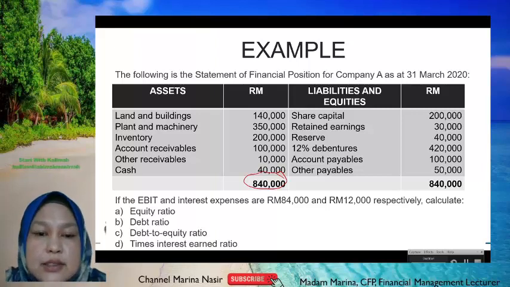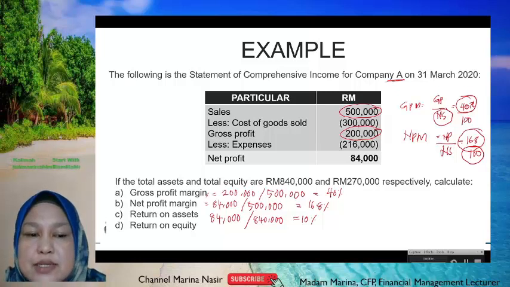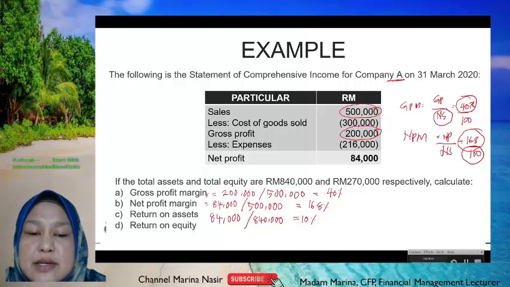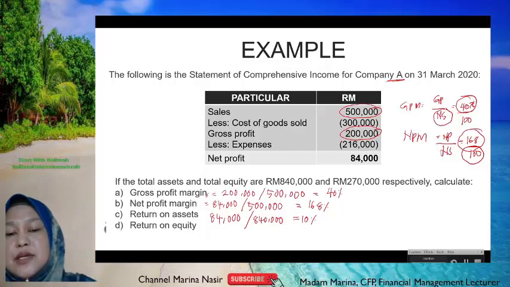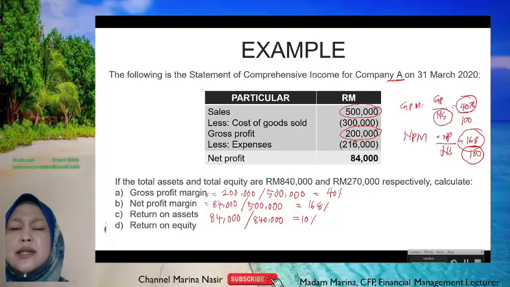84,000 divided by total asset 840,000. So the answer is 10%. How to measure? Same goes to net profit margin and gross profit margin. How to interpret? For every 100 ringgit company A total asset, they can generate 10 ringgit net profit. Okay, setiap 100 ringgit dia punya total asset, dia boleh generate 10 ringgit net profit.